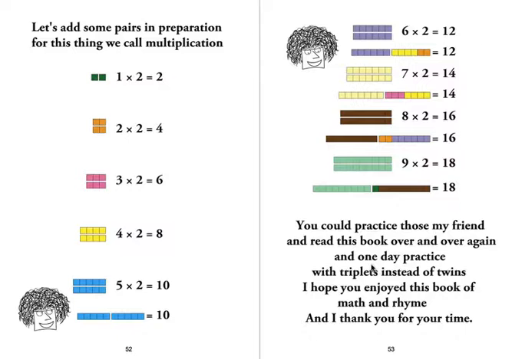2 eights, the 8 takes a 2, leaves a 6, and of course 9 and 9, and there's all kinds of exercises you can see me do with these. 9s are fun because it's just 10 minus 1. But anyway, 9 takes the 1, and there's 8 left. You could practice those, my friend, and read this book over and over again. And eventually you can start playing with 3s. And one day practice with triples instead of twins.